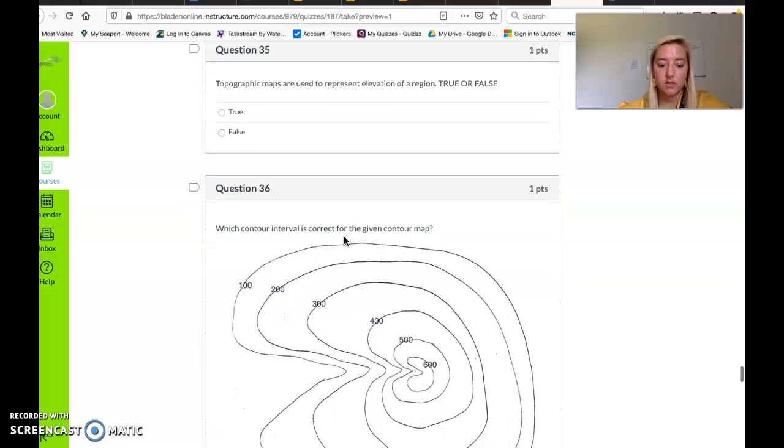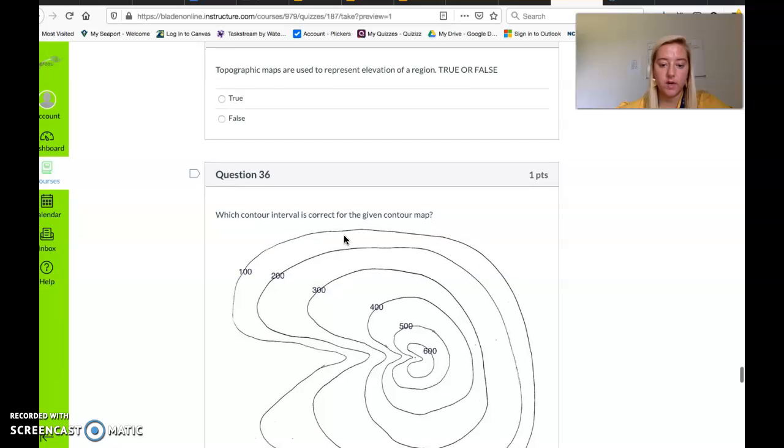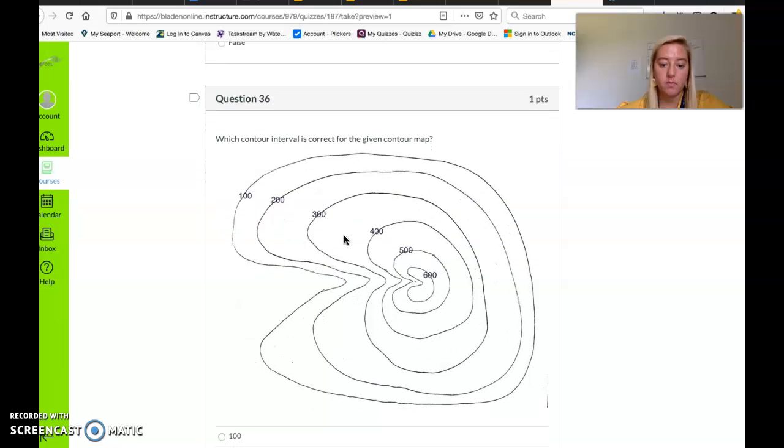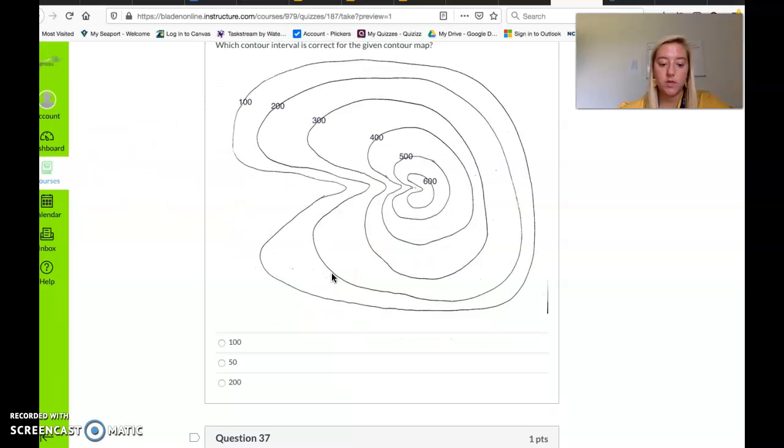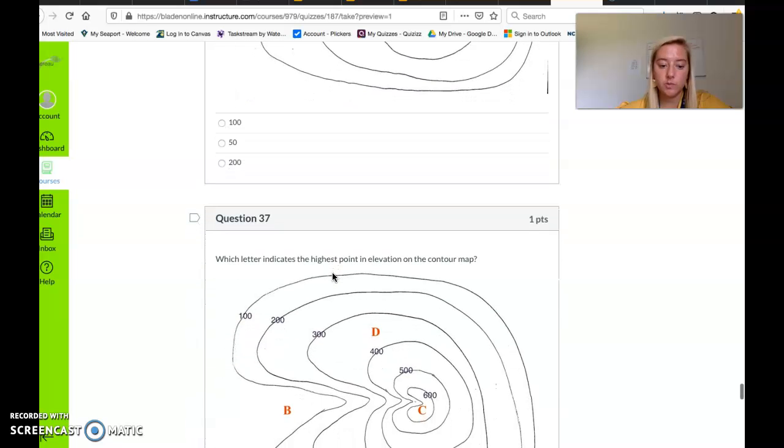Question 36. What contour interval is correct for the given contour map? This is the map. Is it 100? Is it 50? Or is it 200?